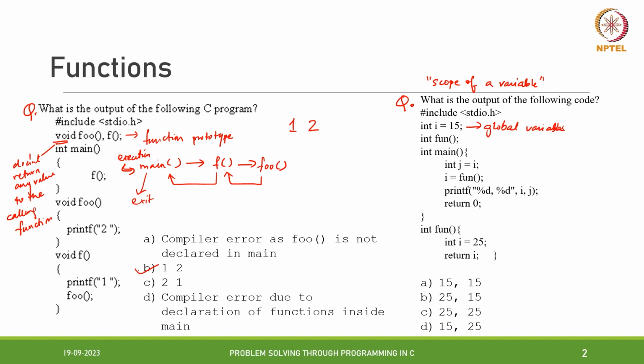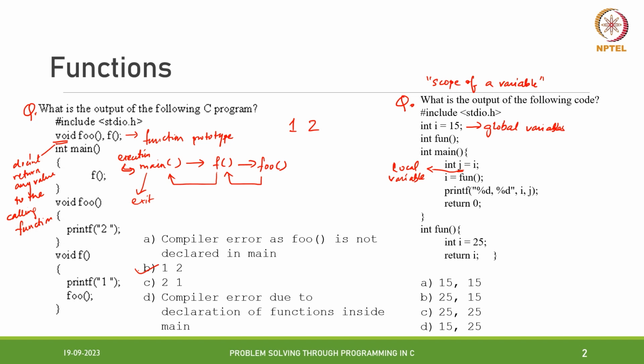Now I start the main function, and I define a local variable. Any variable that has been declared within a function is a local variable. So this j is a local variable.